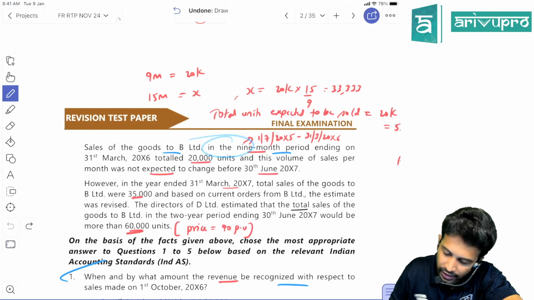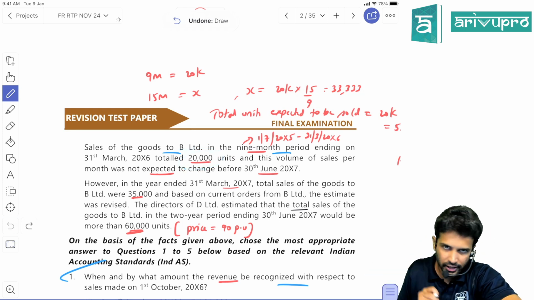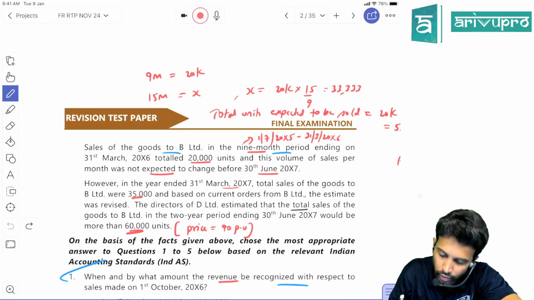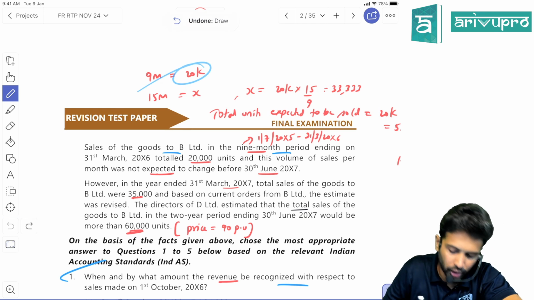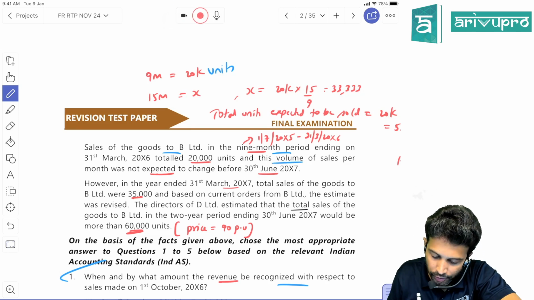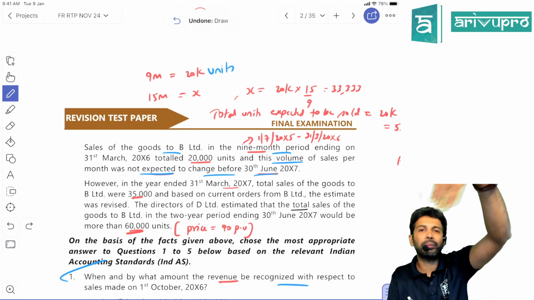For the 9 months in the current year, the sale units was only 20,000. For 9 months in the current year, from July to 31st March, if you count, that's about 9 months. Totally you have sold 20,000 units. And this volume of sales per month was not expected to change before 30th June. We are saying this same trend will continue.